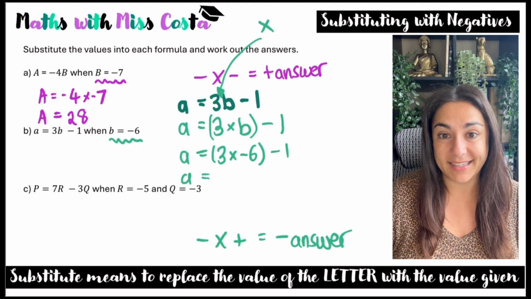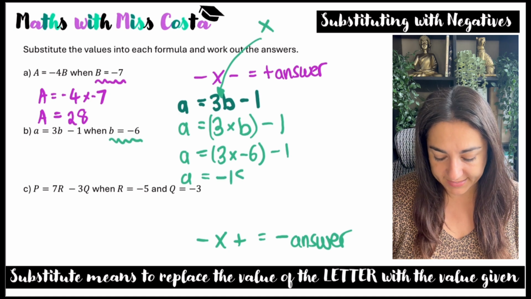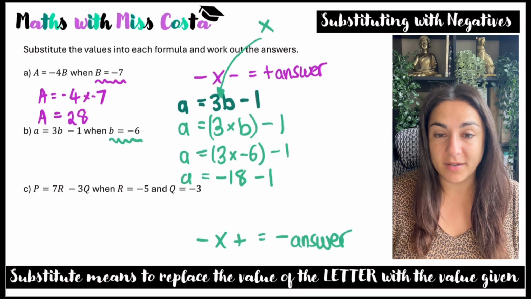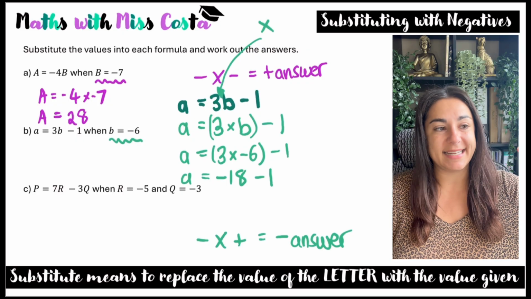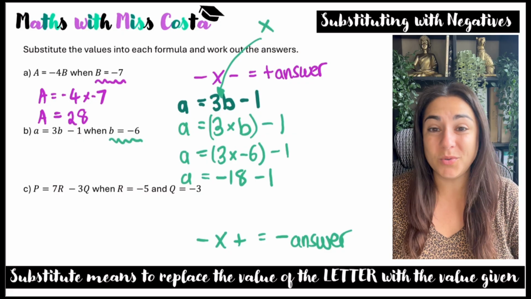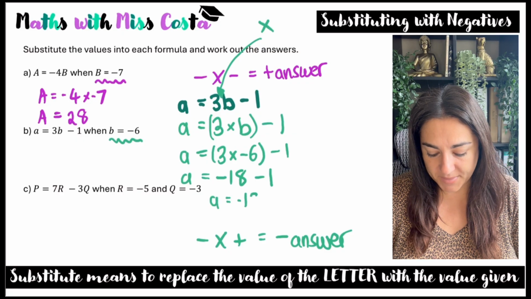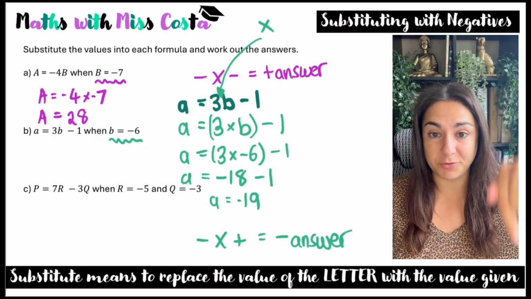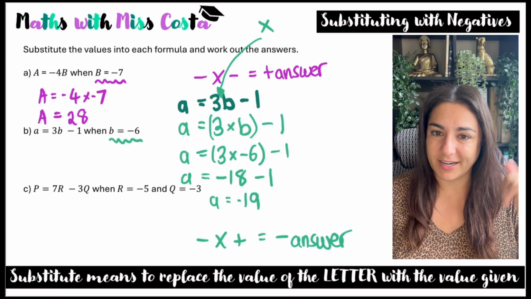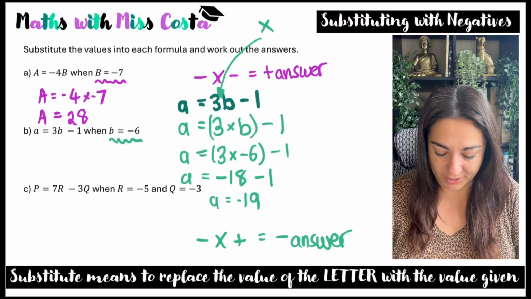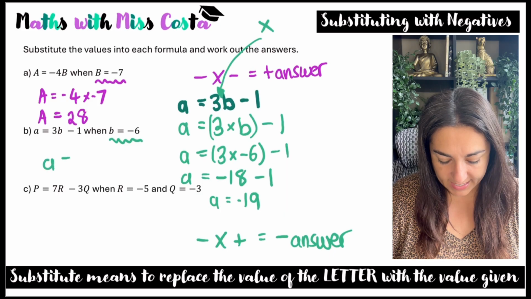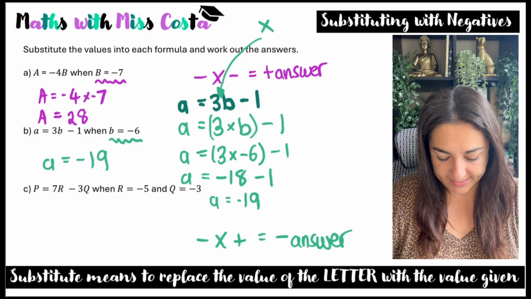So 3 times 6 is 18. So 3 times minus 6 is going to be minus 18. Now I've got minus 18 minus 1. So using my number line, I go to minus 18 and I'm subtracting. So I know it's going to go down. So you can imagine it's going to get colder. So it's going to be minus 19, because when you're subtracting, you go down the number line. The numbers get larger, but they're actually getting smaller in terms of value. Okay, so over here we've got A is minus 19.